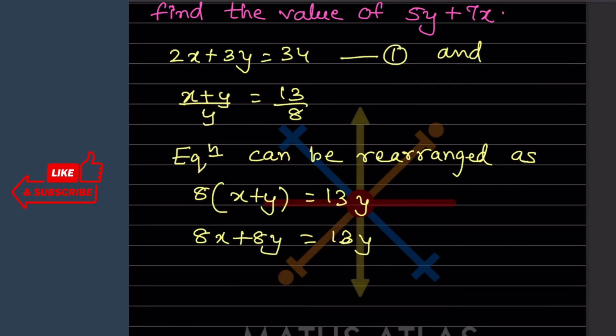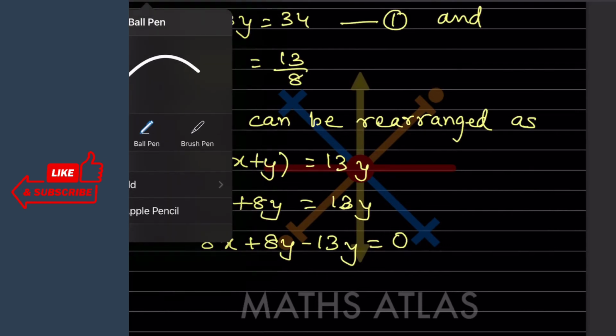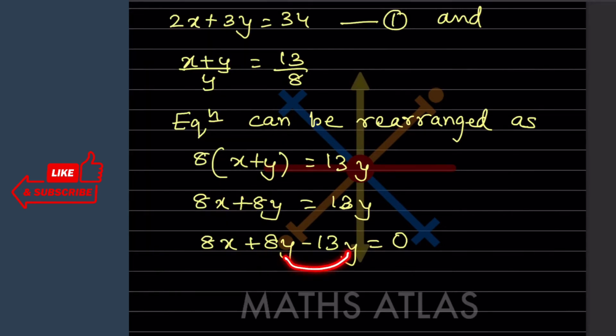Now what we can do here, this also is y, this also is y. So let us take this y on the left hand side. So 8x plus 8y minus 13y is 0. Now when we take these, both are like terms, that is plus 8 minus 13. So this is going to be minus 5y. So we can write it as 8x minus 5y is equal to 0. Let us consider this as equation number 2.